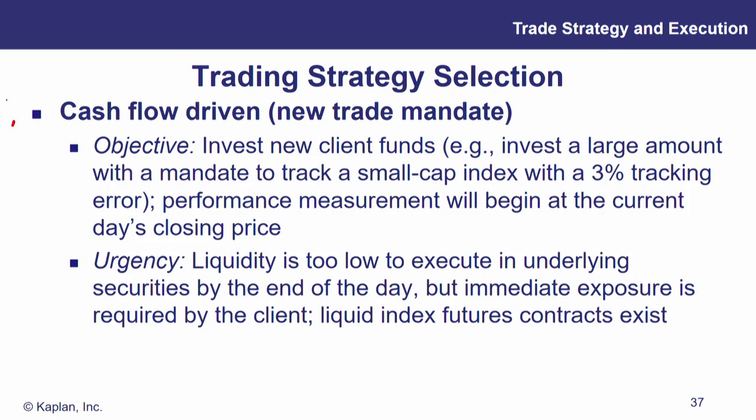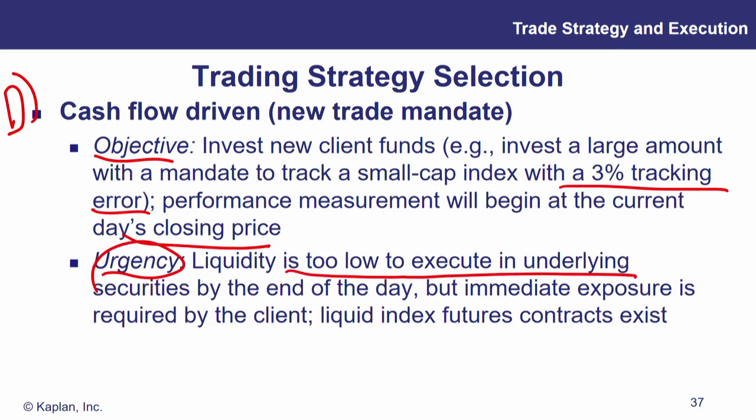Now, what if I have a new trade mandate? This one's a little bit tricky. So let's say we have an objective, invest a new client fund, or invest this large amount with a mandate to track a small cap index with a 3% tracking error. And performance measurement will begin at the current day's closing price. So what's the urgency? Well, liquidity is too low to execute in the underlying security, but I have to get immediate exposure. So what can I do?